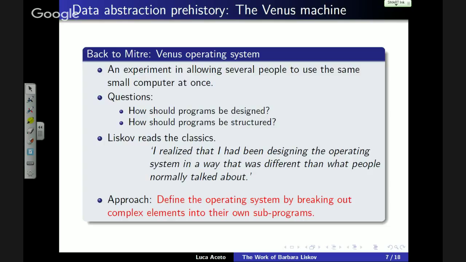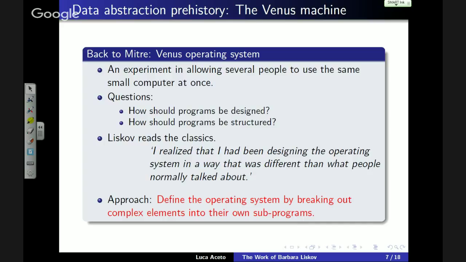So Barbara Liskov did something that I think everybody should do. She was approaching a difficult programming job, so she asked herself two key questions. How should I design this program, this operating system? And how should I structure the program so that I can be somehow at least convinced that it works in some way? So her approach was to read the classics.